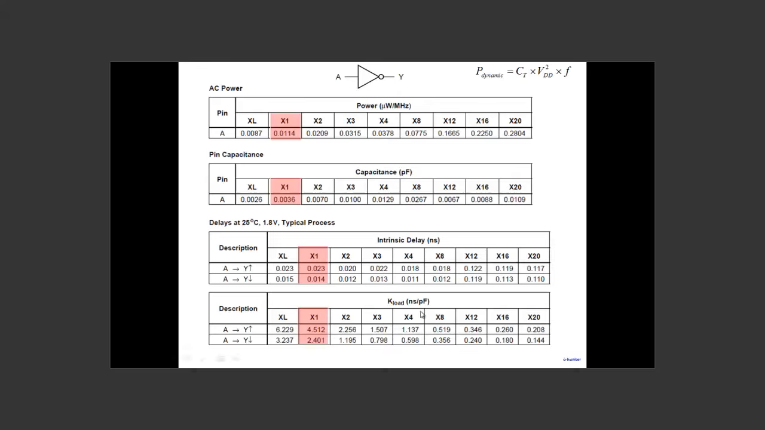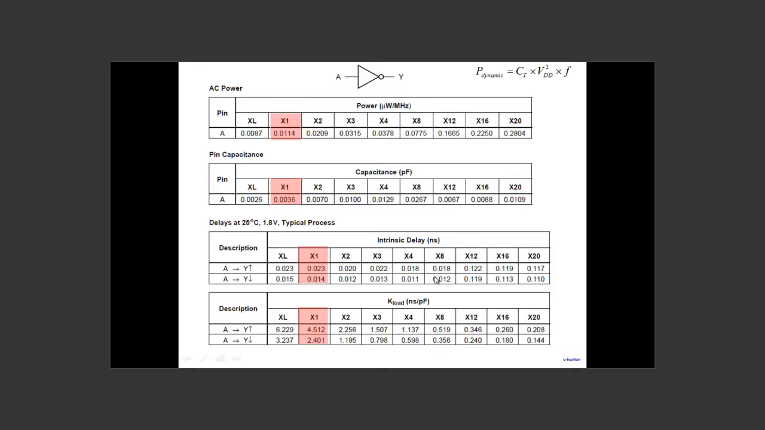Now, if you go from X1 to X2, as I said, note that the intrinsic delay is not remaining constant. 0.023, 0.020, then it goes up 0.022, 0.018, 122, 119, 117. Roughly, maybe you can say it's constant, but there is some change in intrinsic delay. From 8 to 12, I don't know what happened. Up till this point it is 0.018, then 0.122. Why this is going, I don't know. I'm not sure what happened or why this is there.